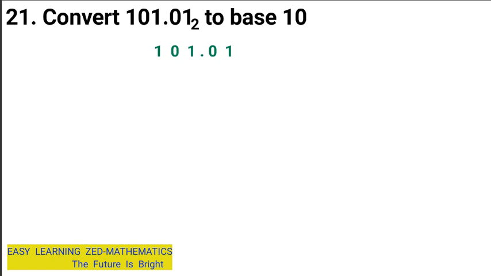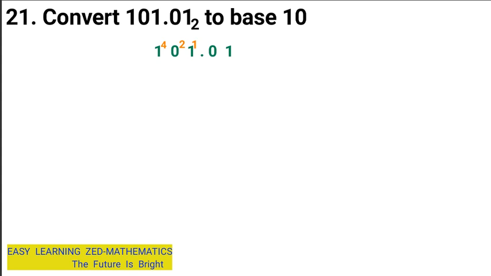The first thing I'm going to do is start with the 1 immediately before the decimal point on the left side. What is the place value of that 1? It's ones. Then the next 0 on the left side has a place value of 2s, and the 1 at the end is 4s. So those are the place values of the numbers on the left side of the decimal point.